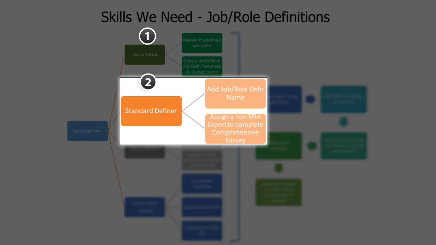Option 2, the standard definer, is designed to allow someone with minimal Sophia knowledge to be able to define a Sophia-based job or role definition from scratch using a comprehensive survey similar to the self-assessment surveys, so suitable for team leaders and managers who are not Sophia experts.